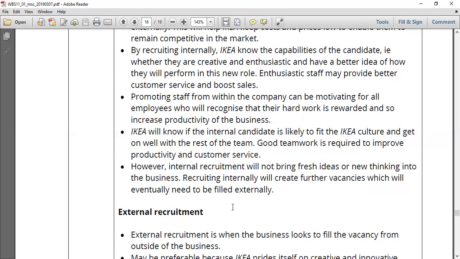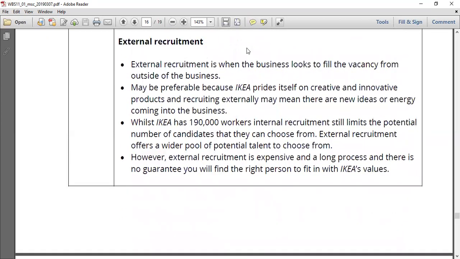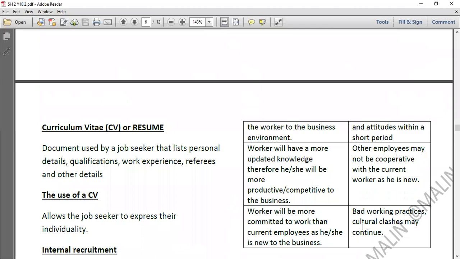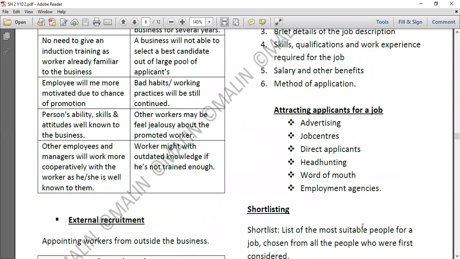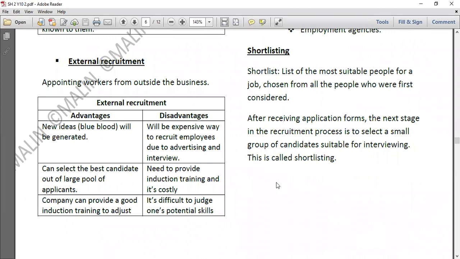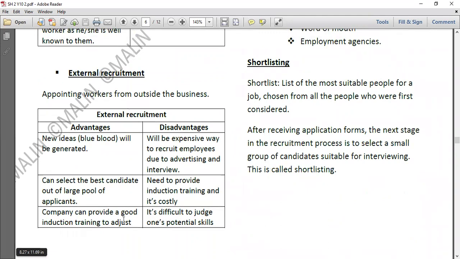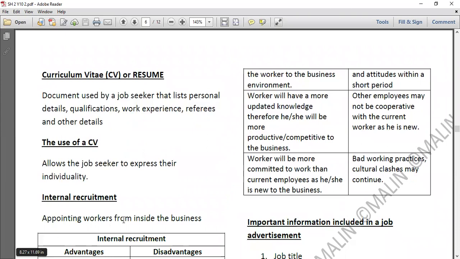Right, now it's time to go to the external recruitment side. There are points you have to study when you're reading the theory sections. If you go to the external recruitment table in my short notes: external recruitment is appointing workers from outside the business. The advantages are that new ideas come up and new blood will be generated. You can select the best candidate out of a large pool of applicants, and the company can provide a good induction training to adjust the workers to the business environment.